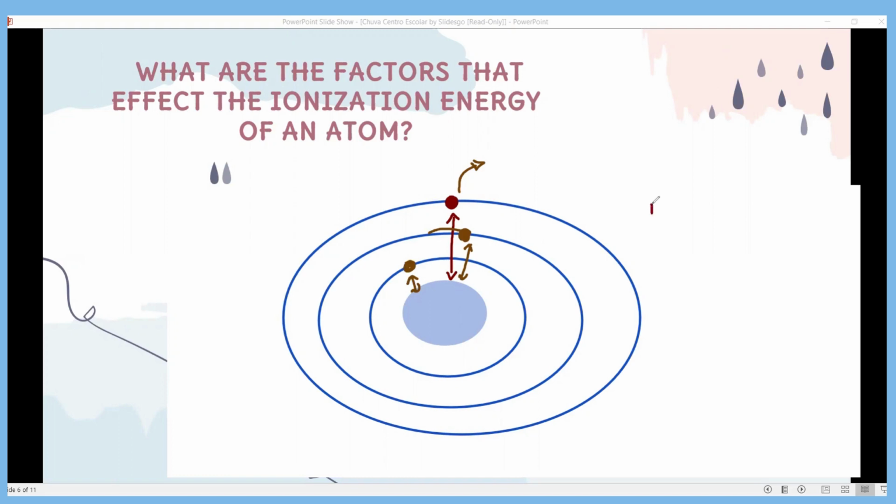So the first factor that affects the ionization energy is the positive charge, adding a proton each time. When a proton is added, the attraction increases so the ionization energy increases. Second factor is the size of the atom, that is atomic radius. When the atomic radius increases, attraction decreases so the ionization energy decreases. Third factor is the shielding effect. When the shielding effect increases, the ionization energy decreases because the attraction decreases.